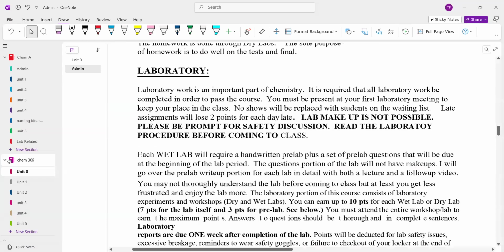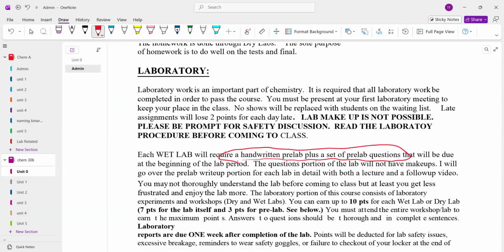Okay, as far as lab stuff goes, you're going to have a comprehensive handwritten pre-lab. I'm going to have a separate lecture on that. Each pre-lab requires that to be done before you step foot in the class and into the lab. Think of it as your ticket to do the lab.